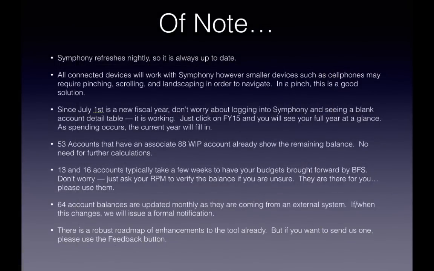A few things to point out here before we go. Symphony refreshes nightly, ensuring accuracy. The account balances shown throughout the tool are what the PI has available right now. Unlike Kuali and eAuthority, if there is an 88 account associated with the 53, know that the 53 balance already has accounted for any spending. This takes the possibility of human calculation errors completely out of the equation.